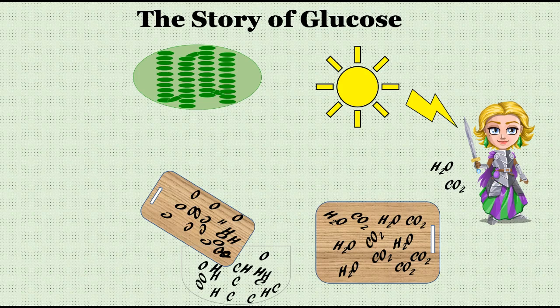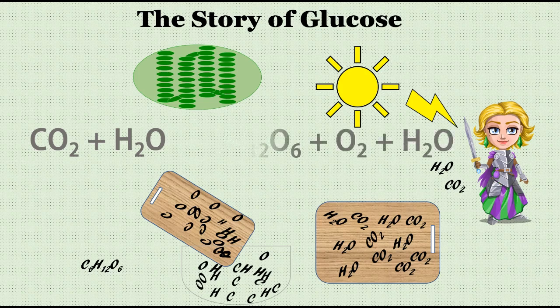You see there's carbon, hydrogen, and oxygen atoms that she mixed up in her bowl. And she ends up making sugar or food. So the process by which she makes that food is by taking carbon dioxide and water, chopping them up and rearranging them to make glucose.